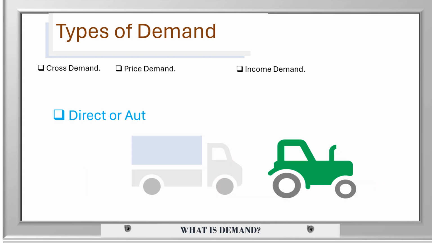And the other one is the direct or autonomous demand. This especially refers to the demand for finished products, such as food, clothing, cars, cell phones, etc. This type of demand is not influenced by any other good or service. It stands on its own and is not dependent on other products or their prices.